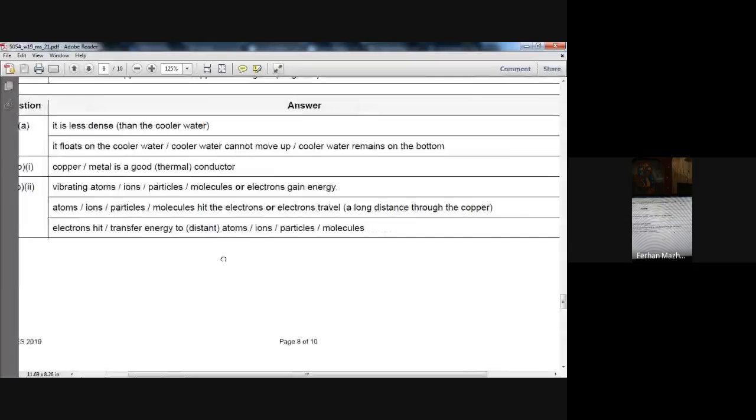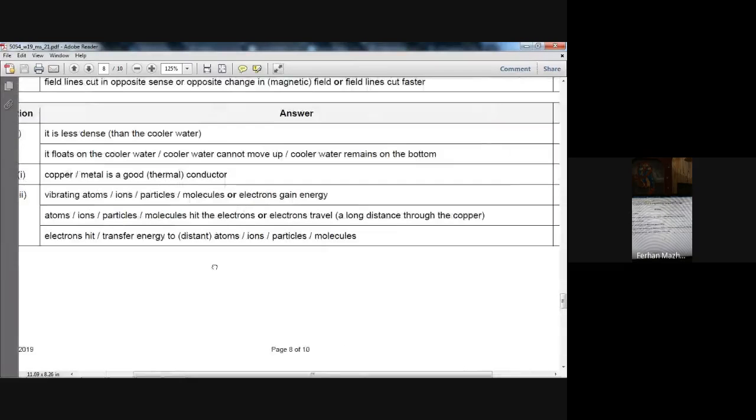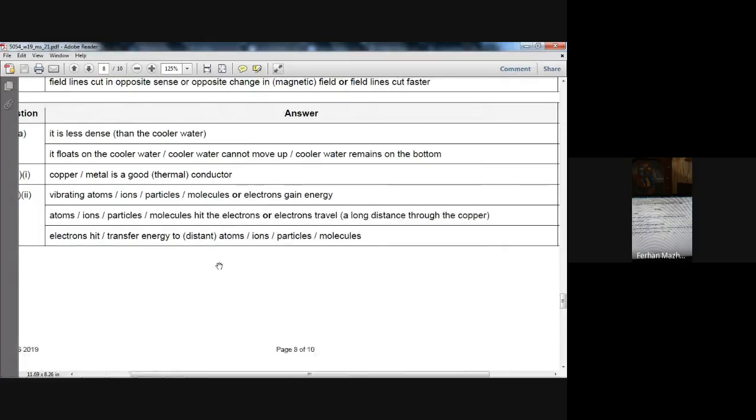It's a 1 mark question. The reason is the copper metal is a good thermal conductor. That's it. Sir, you did not write what you explained. No, that is for understanding, I said don't write the answer. Okay, sir. It's a 1 mark question. I was explaining the concept of how this thing is done.